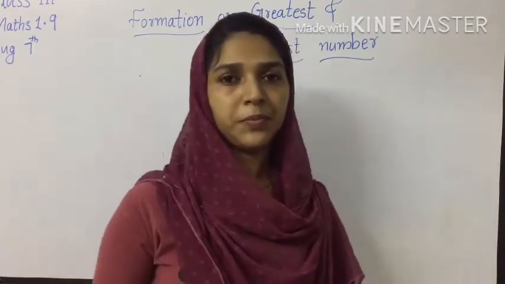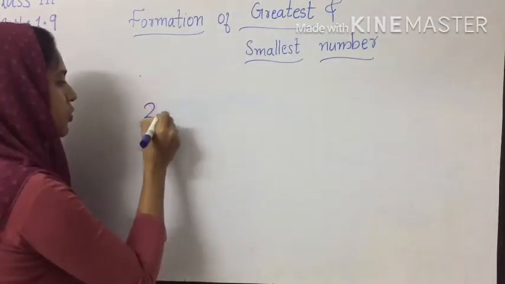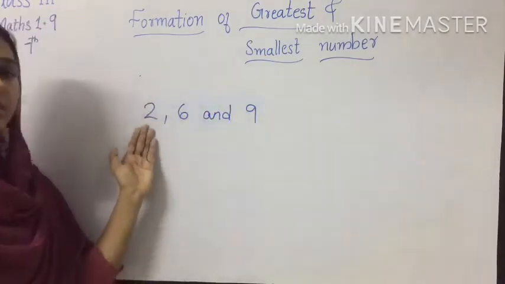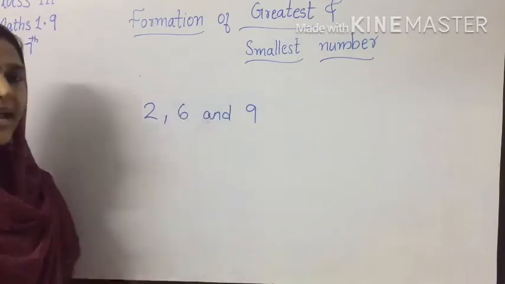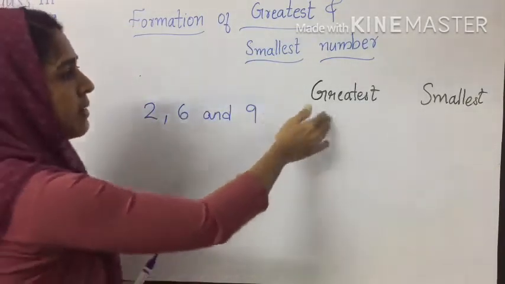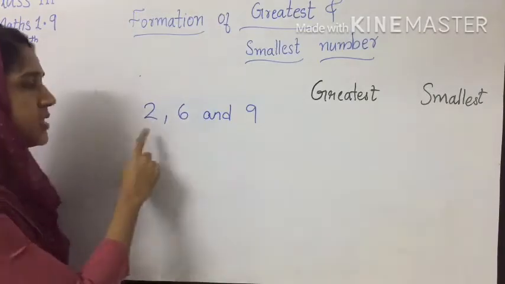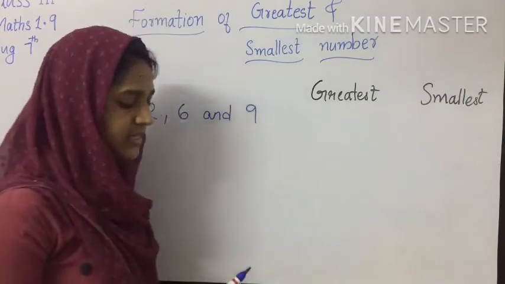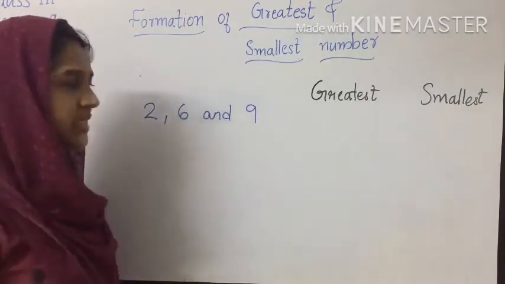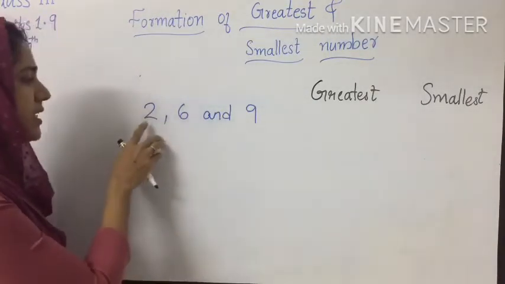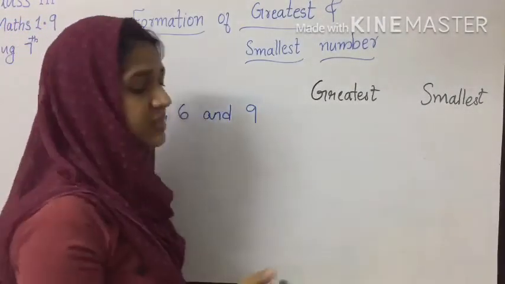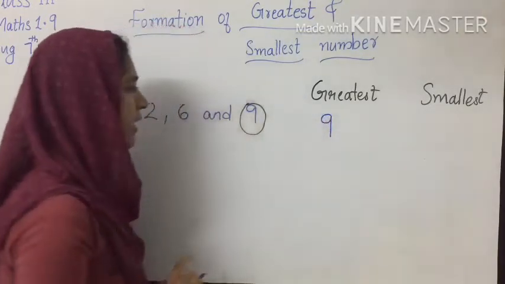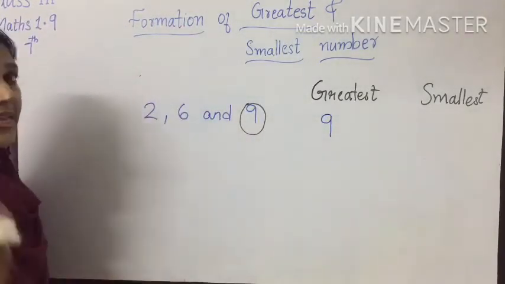Now look at the board. I am giving you 3 digits, 2, 6 and 9. So we have to form the greatest number and smallest number from the digits 2, 6, 9. I have told you the greatest number will start with the greatest digit in the given digits. In these given digits 2, 6 and 9, which is the greatest one? 9. So we have to write 9 first. Then we have 6 and 2. Which is the next greatest?